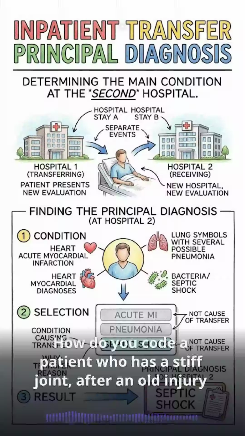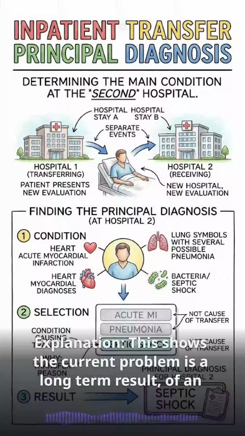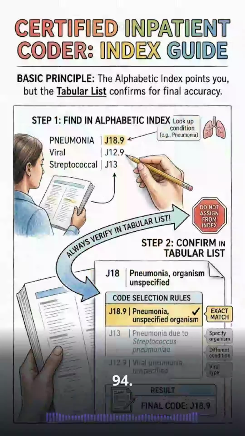93. How do you code a patient who has a stiff joint after an old injury from years ago? You use a code for the late effect of an injury, also called a sequela code. This shows the current problem is a long-term result of an accident that happened in the past.